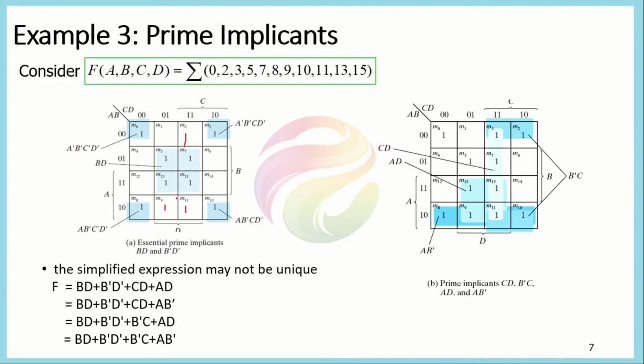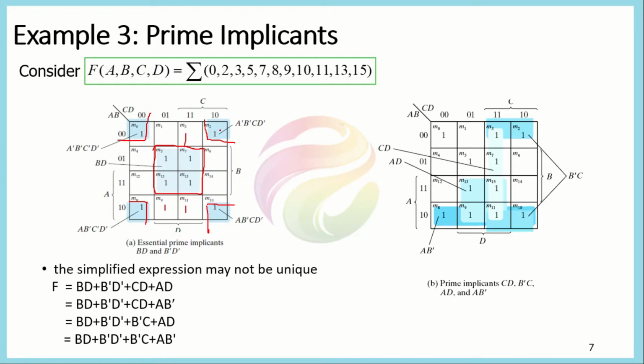Because if you look at the remaining ones, you can see that there are 2 groups of 4. It means you can combine a larger group which has 4 adjacent ones. If you see this, this is the one which is found. This is the essential prime implicant. Why is it an essential prime implicant? Because no other box of 4 overlaps with it, and from the edges you can also calculate the other one.